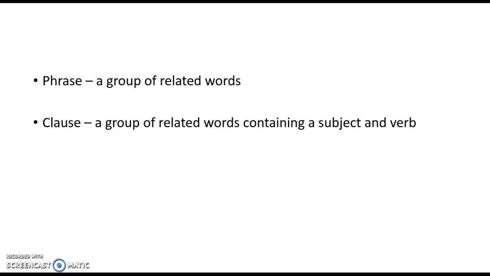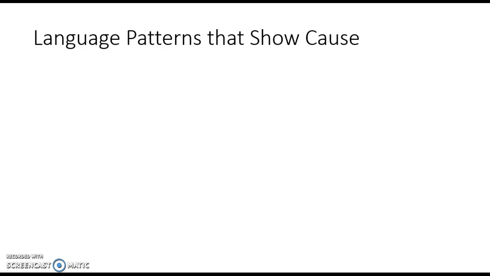The first term is phrase. A phrase is a group of related words. And the second term is clause, which, as you know, is a group of related words containing a subject and verb. So let's take a look at some of the language patterns that show cause.